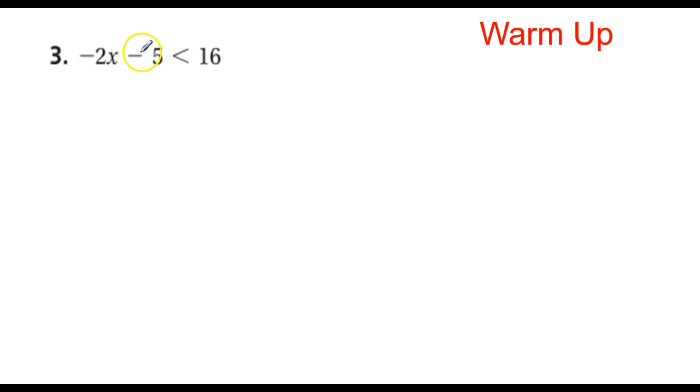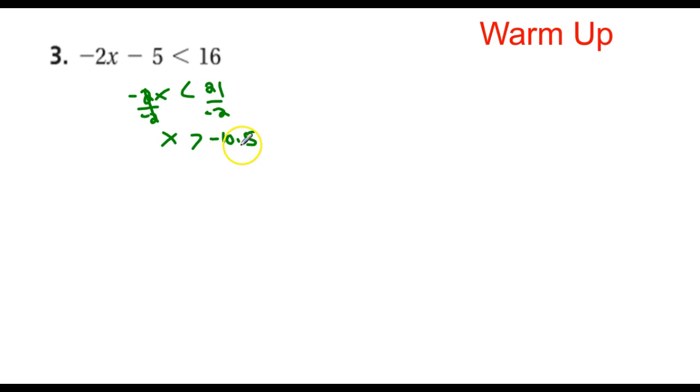So for this one, I'm going to add 5 to both sides. That gives me negative 2x is less than, was it 21? And dividing by negative 2, right? So be careful there. When we divide by a negative, we've got to flip that sign. So flipping the sign makes it x is greater than negative 10.5.